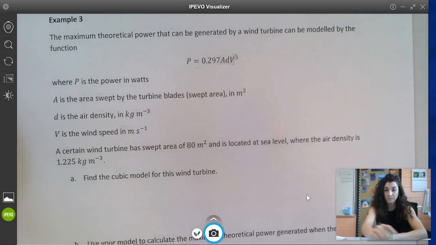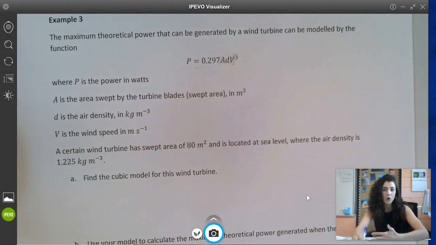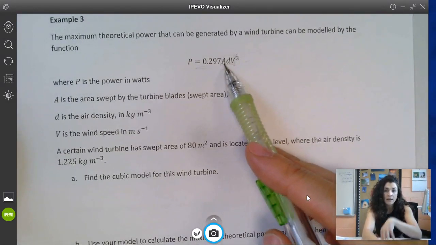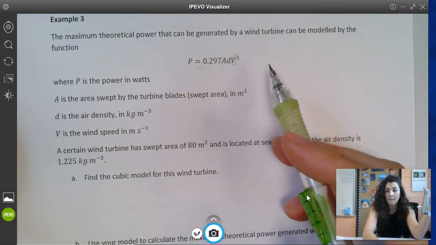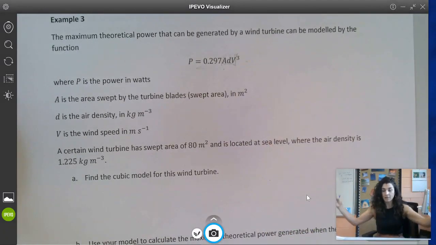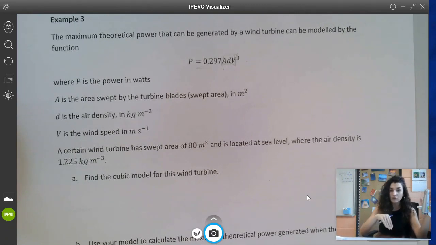is the wind speed. So take a second and ground yourself in this problem, as we always do when we start a new problem, and just envision what's going on. We're talking about a wind turbine and the amount of power that a wind turbine can create. All of that depends on a couple different things: the area of the space that it's covering. The swept area is the space that it's moving around. So if it's covering a bigger area, it's probably going to generate more power because it's using more energy. Versus if it's not covering a very large space, it's probably going to generate less power. That's the idea of grounding yourself in the problem.